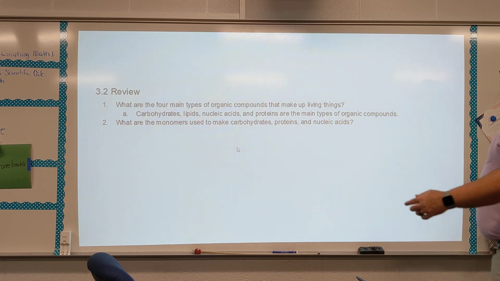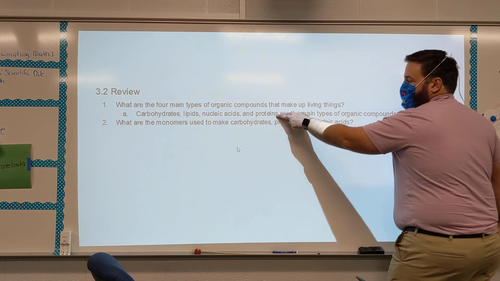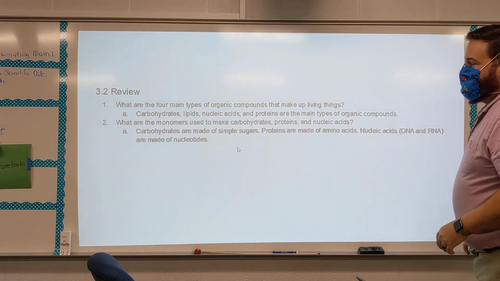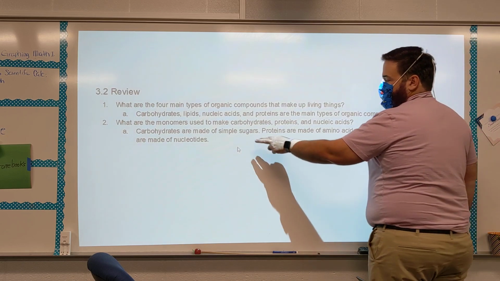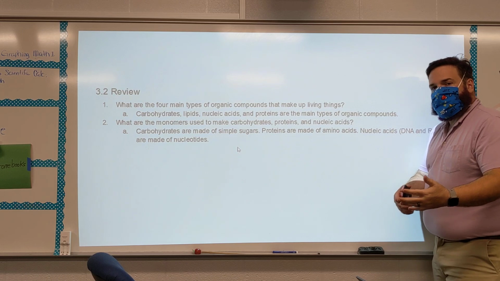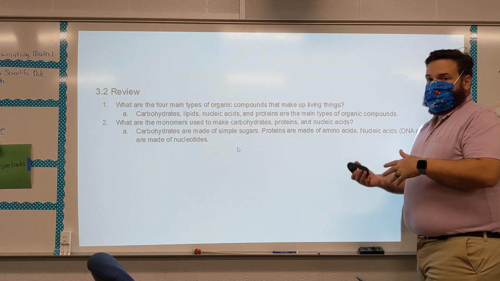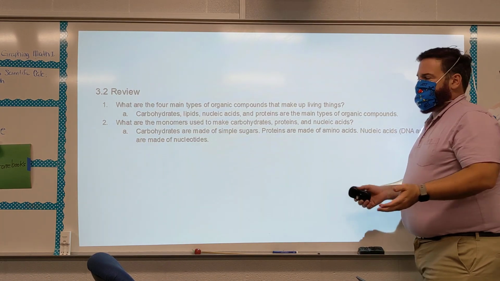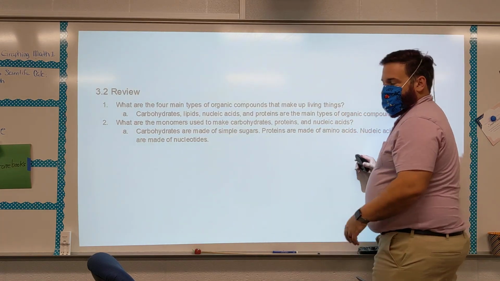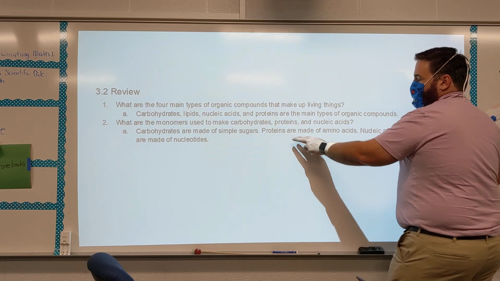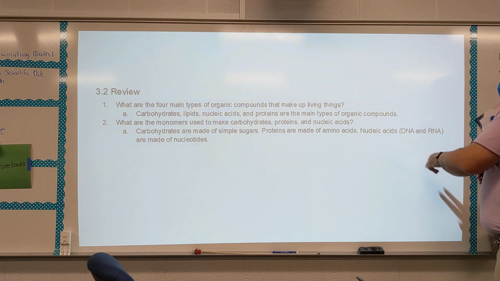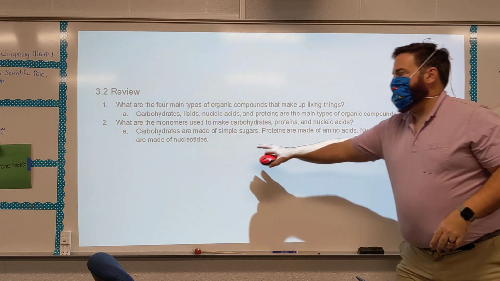So when we went over this section, I told you need to know these four and what they're made of. What are the monomers that make them? Okay, carbohydrates are made of simple sugars. This is where you hear people talk about complex carbohydrates versus not complex carbohydrates, the simple sugars versus the high fructose corn syrups and whatnot. Proteins are made of amino acids. Okay, nucleic acids, such as DNA and RNA, are made of nucleotides.